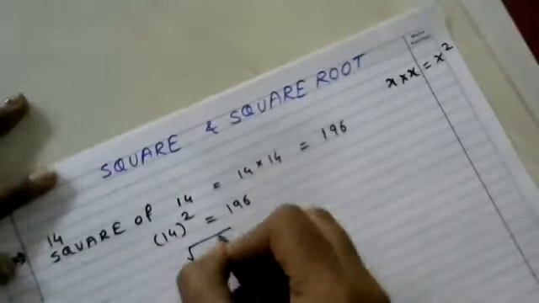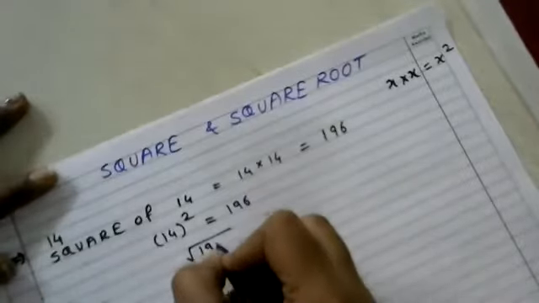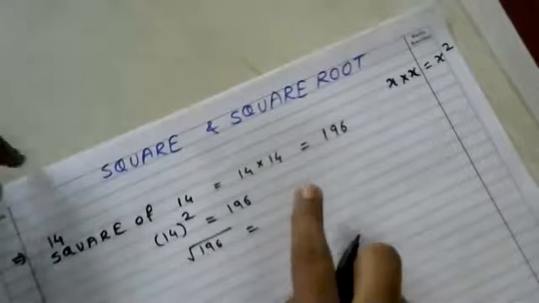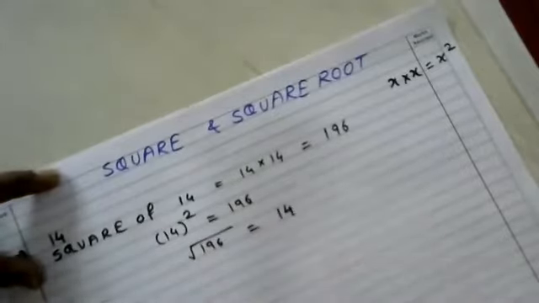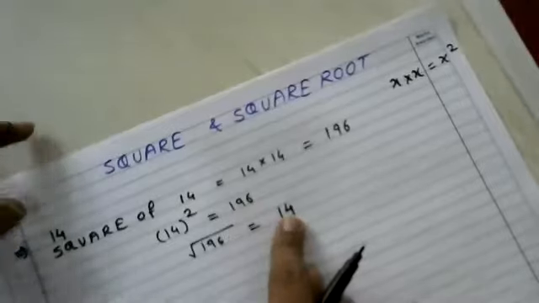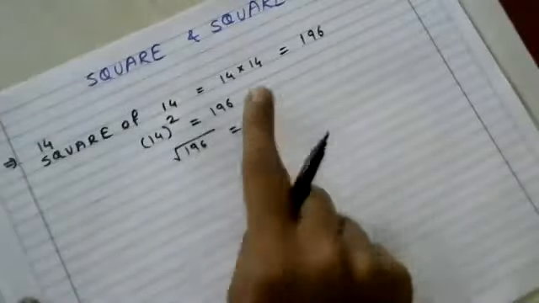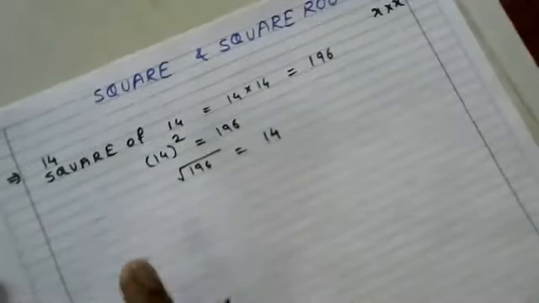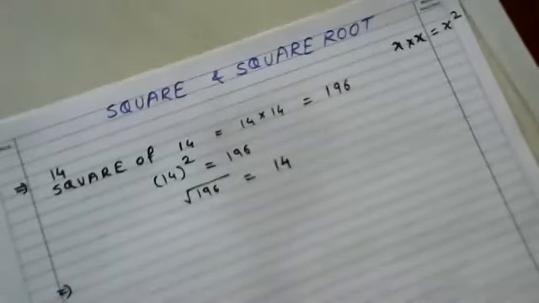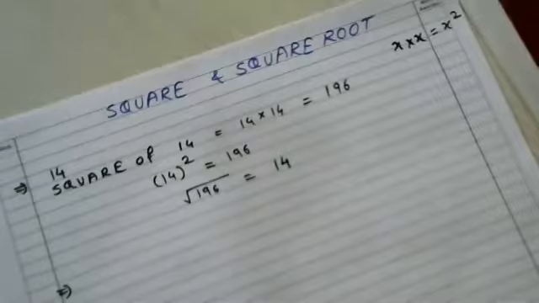Now, if I say this is a square root sign, 196. Square root of 196 means which number whose square is 196? That is 14. Right? So this is square and this is square root. Now, we need to find how we can find the square root directly. There is some method to find the square root directly, but for that, at least you should know the tables and how to find the factors also. That also you need to learn.